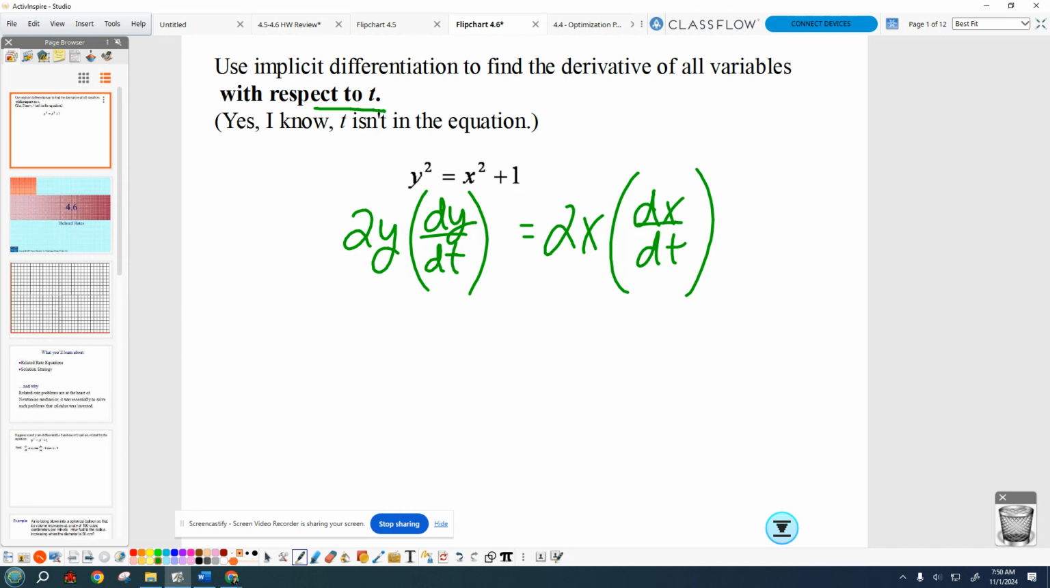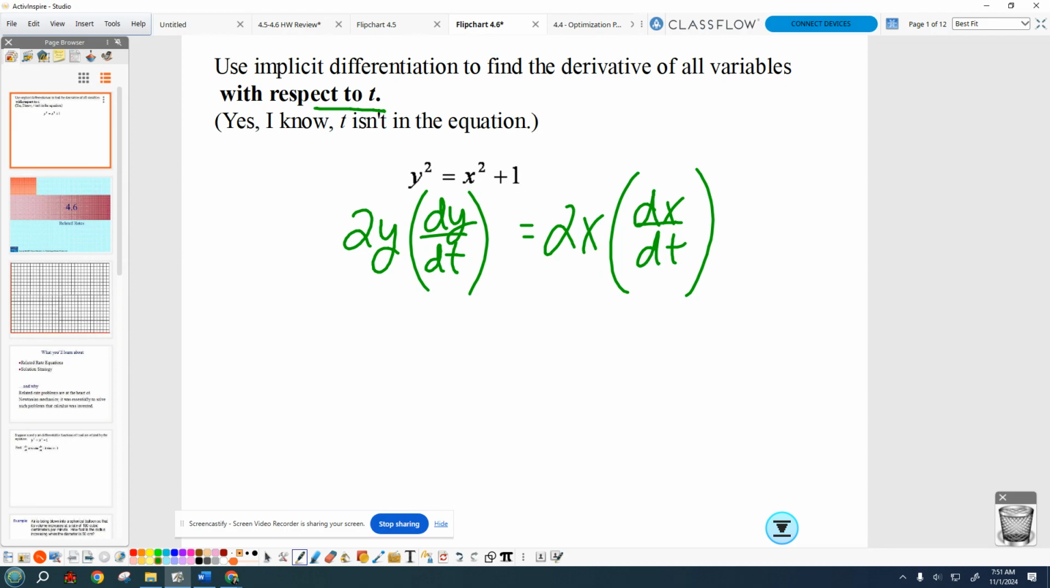So, this is implicit differentiation applied to time, I guess. Related rates are, I'm gonna change everything, and check to see how it's moving over time. That's all I was asking you to do, was dy/dt, dx/dt.